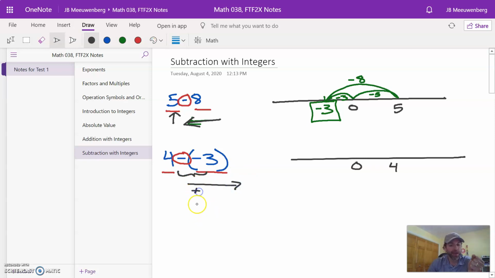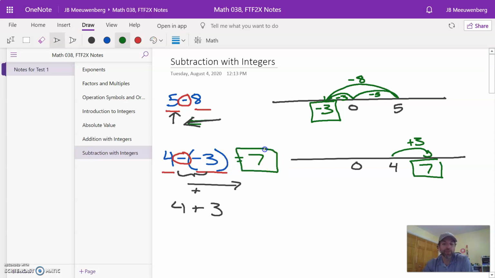This notation, subtracting a negative, means we're going to go to the right. It means we're going to add. This can be thought of as 4 plus 3. 4 minus negative 3 and 4 plus 3 mean the same thing. So if we start at 4 and we add 3, 4 plus 3 gets us to 7. So 4 minus negative 3 equals 7.